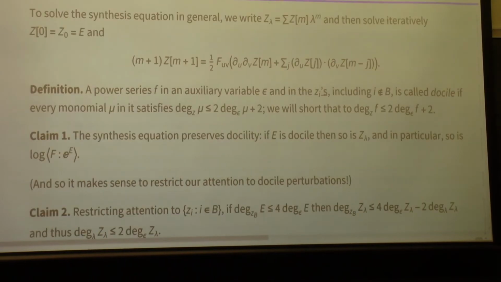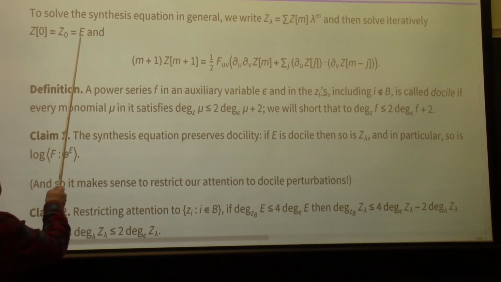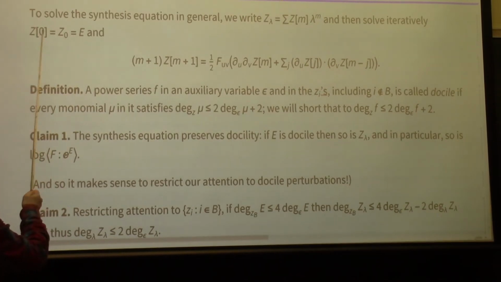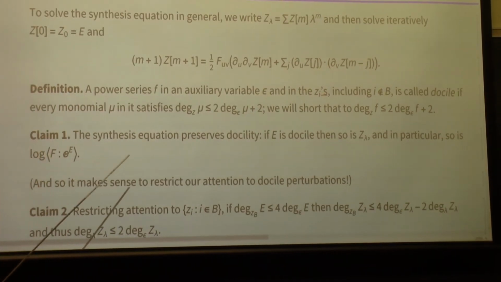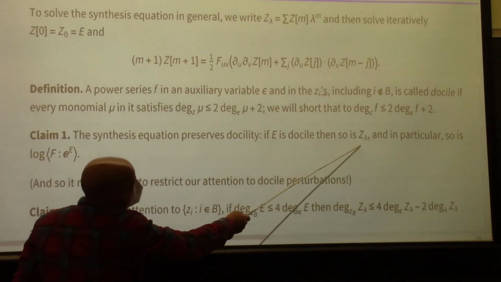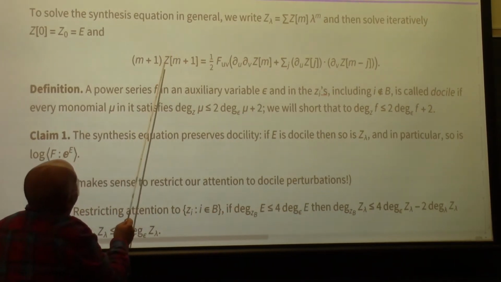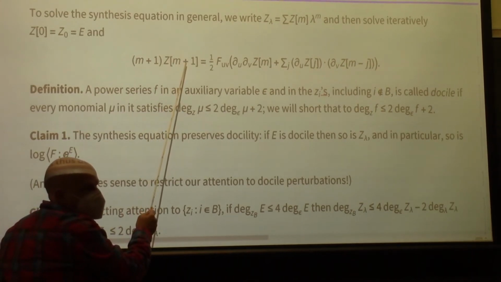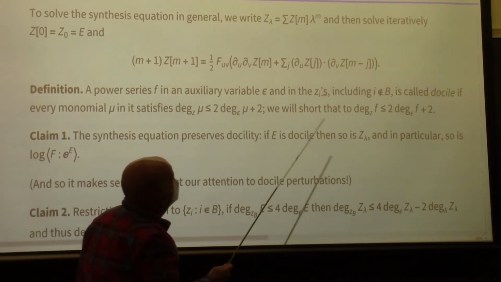So I just have to prove this theorem. So I have to prove that if E is docile, so if Z0 is docile, then Z lambda is docile, or in other words, every Zm is docile. Okay? But that's kind of obvious.